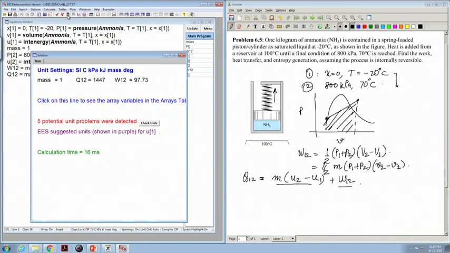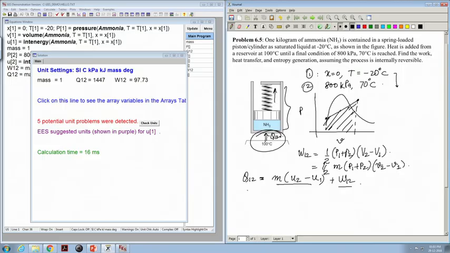So, the amount of heat transfer to the system is 1447 kilojoule. Now we recall that this is the heat transfer to the system. So, the entropy generation is now a contribution from the system and this particular heat transfer.